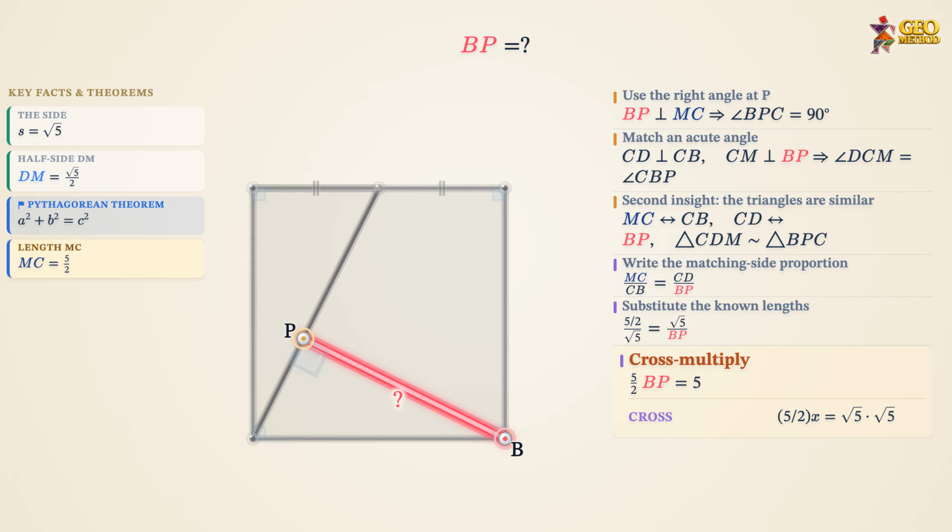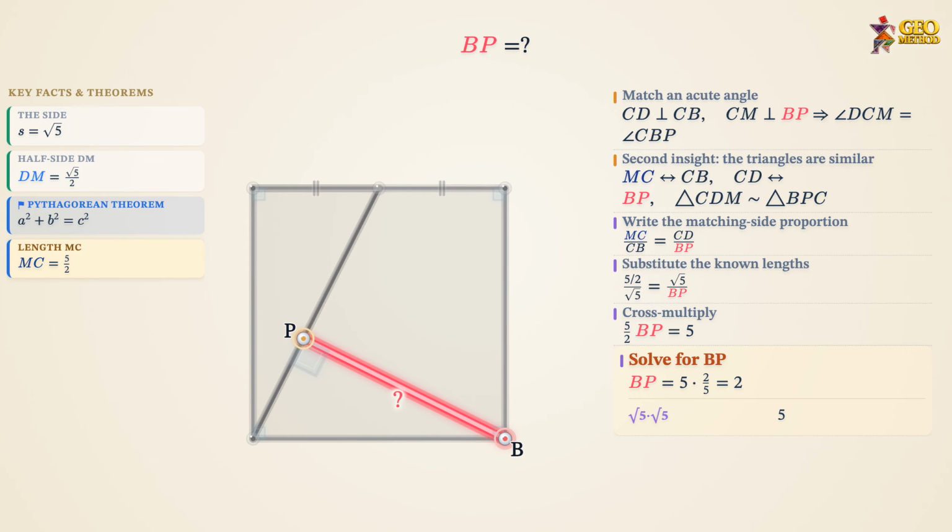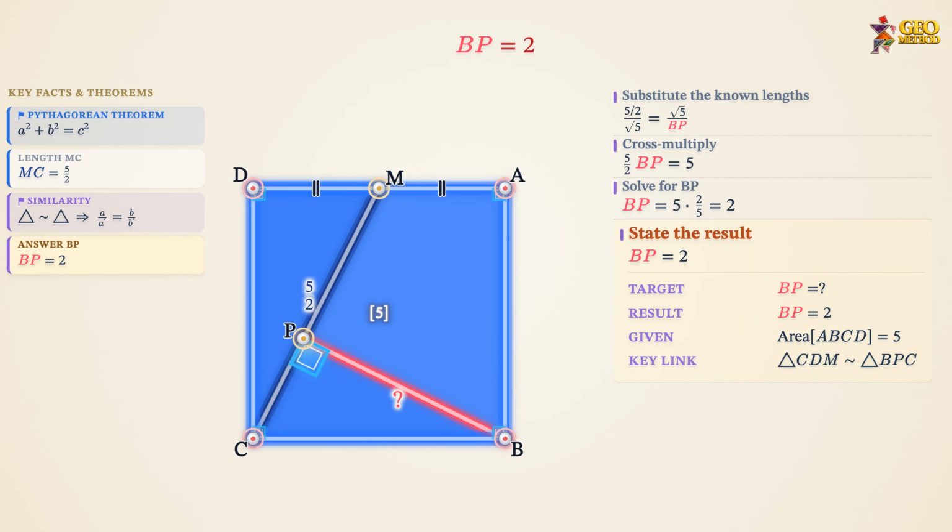Cross multiplication now gives 5 halves times segment BP equals 5. Multiply by 2/5. The target length segment BP equals 2. So the red perpendicular segment BP is 2 units. The area fixed the scale, the midpoint fixed segment MC, and the two perpendicular pairs revealed the similar triangles. So the final answer is 2.